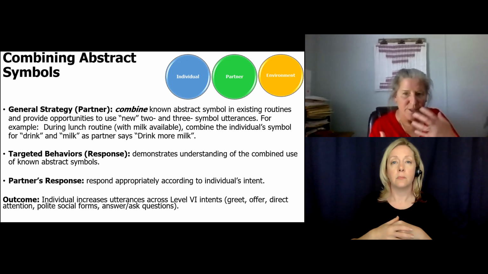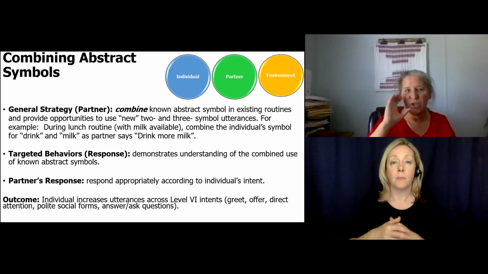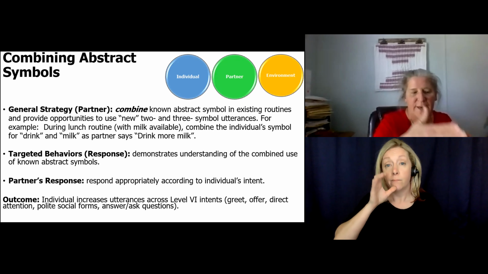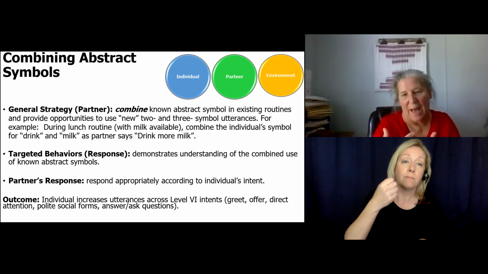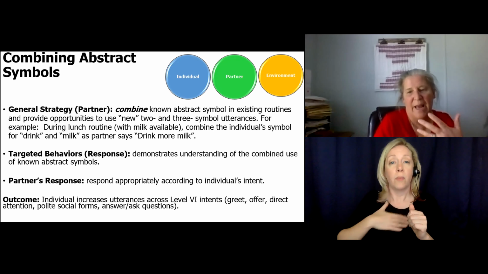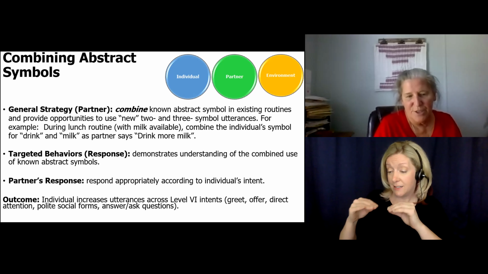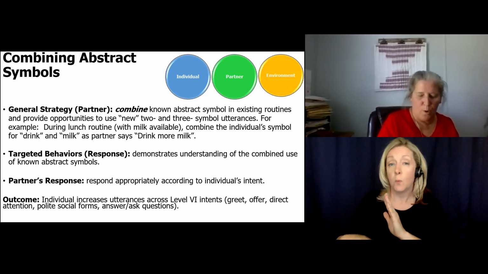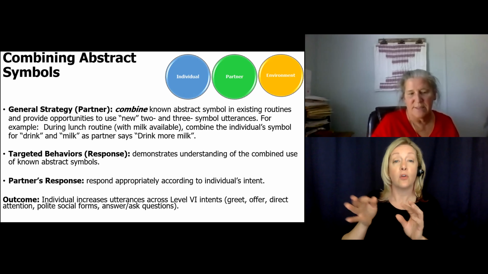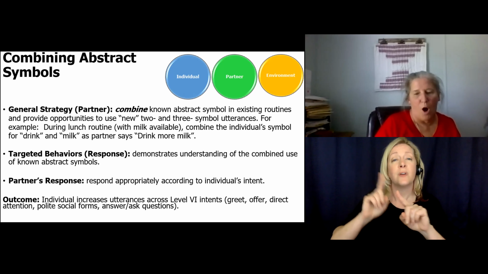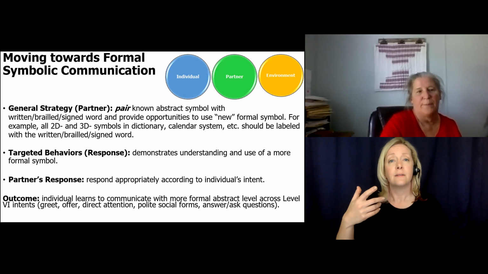So we want them to start putting those words together. Instead of before it was just drink or just milk, now we want them to put those together, and we're teaching them how to do that. We're really demonstrating and helping them to combine that and to start making it happen. And we want them to increase those utterances along those different intents. Remember, we want them to use all of those now and start getting really familiar with it.